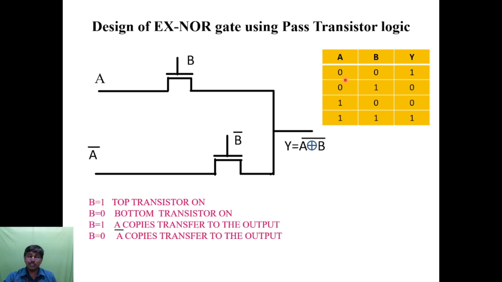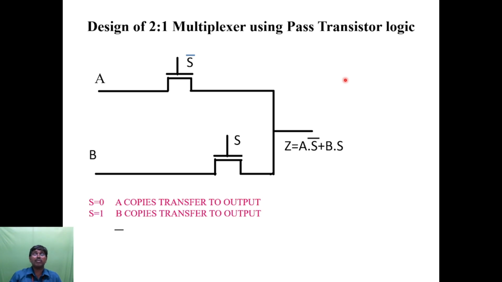So pass transistor is nothing but transmitting the information from data input to output. By using a single transistor, we have to transfer the output. We have to reduce the number of transistors. Compared to other logic, pass transistor logic uses fewer transistors in VLSI circuits. Next, the design of a 2:1 mux using pass transistor logic.